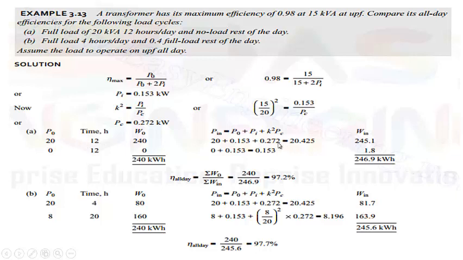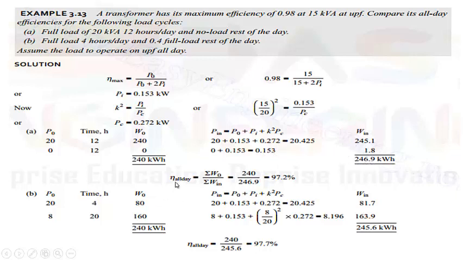So total power will be equal to 20.45425. So during this period the energy, multiplied by 12, will be equal to 245.1. Similarly for this period you will see that the output power is 0, Pi will be this much, and there will be no Pc because there is no load on the secondary side of the transformer. So it will be only copper losses. For 12 hours, multiplied by 12, it will be 1.8. Total input energy will be 246.9.